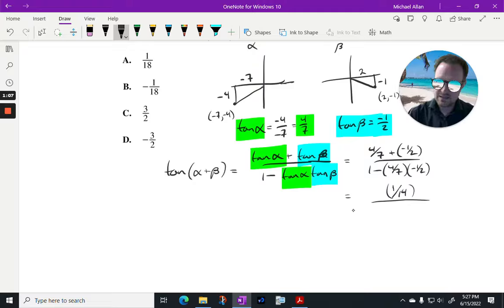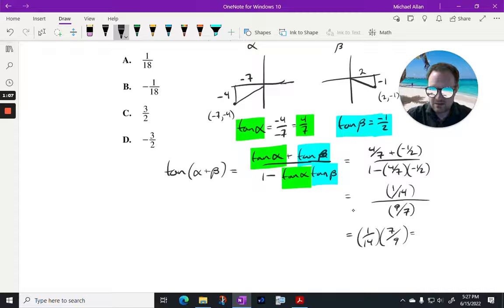So that's 9 over 7. Okay, since we're dividing by a fraction, this would be the same thing as 1 over 14 times 7 over 9. So that's like 7 over 14 times 9. There's other ways to simplify this down, but you could do it this way.